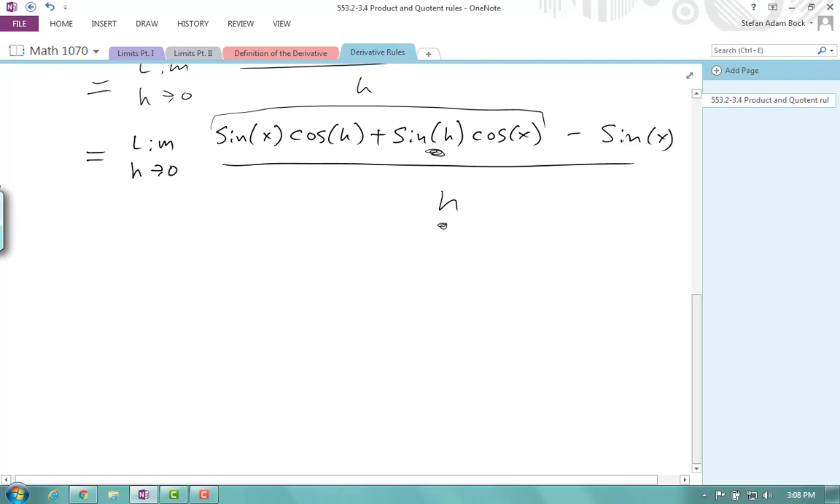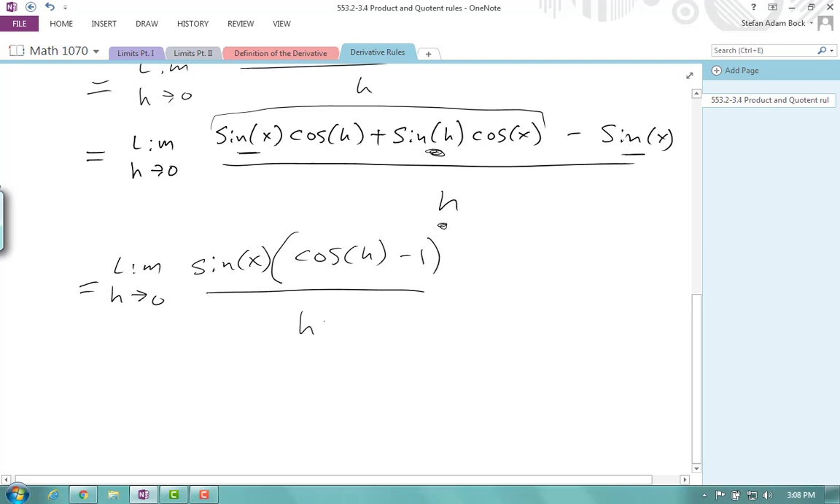So I'm going to collect some like terms in a way. I have a sine of x and I have a sine of x, and I'd like to bring those two together. I'll have sine of x factored out of those two terms times cosine of h minus 1 all over h, plus the term with my sine of h. I'll have sine of h cosine of x all over h.